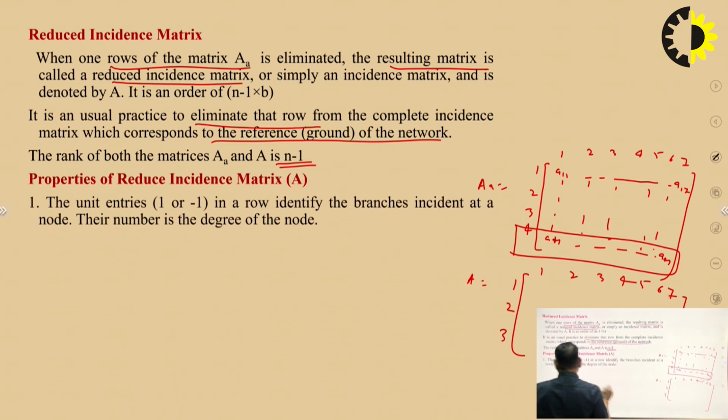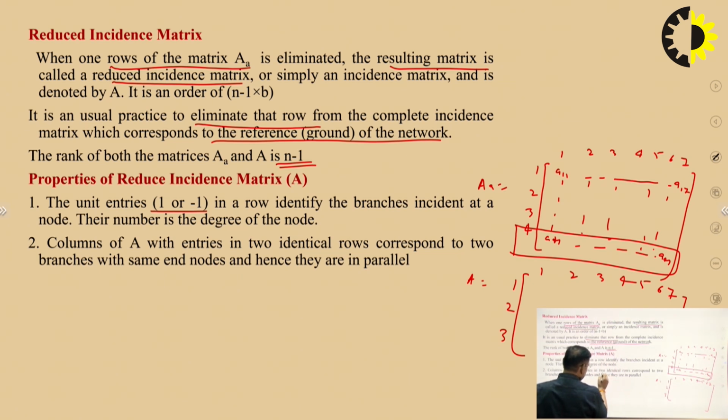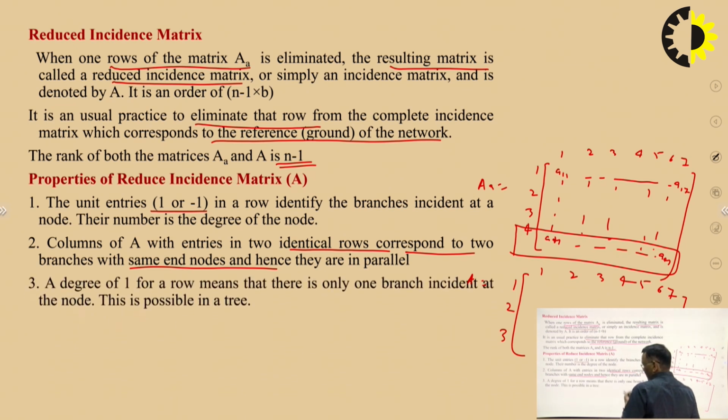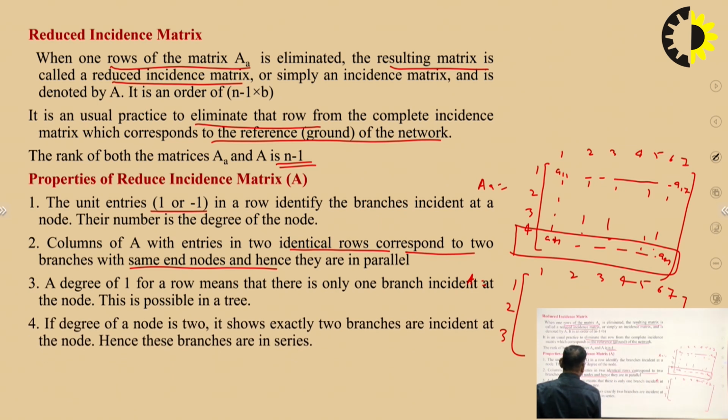What are the properties? The unit entries 1 or minus 1 in a row identify the branches incident at a node, and their number is the degree of the node. Columns of A with entries in two identical rows correspond to the two branches with same end nodes, and hence they are in parallel. Third property is a degree of 1 for a row means that there is only one branch incident at the node, and this is possible in a tree. We have seen that if the degree of a node is 2, it shows exactly two branches are incident at the node, and hence these branches are in series.